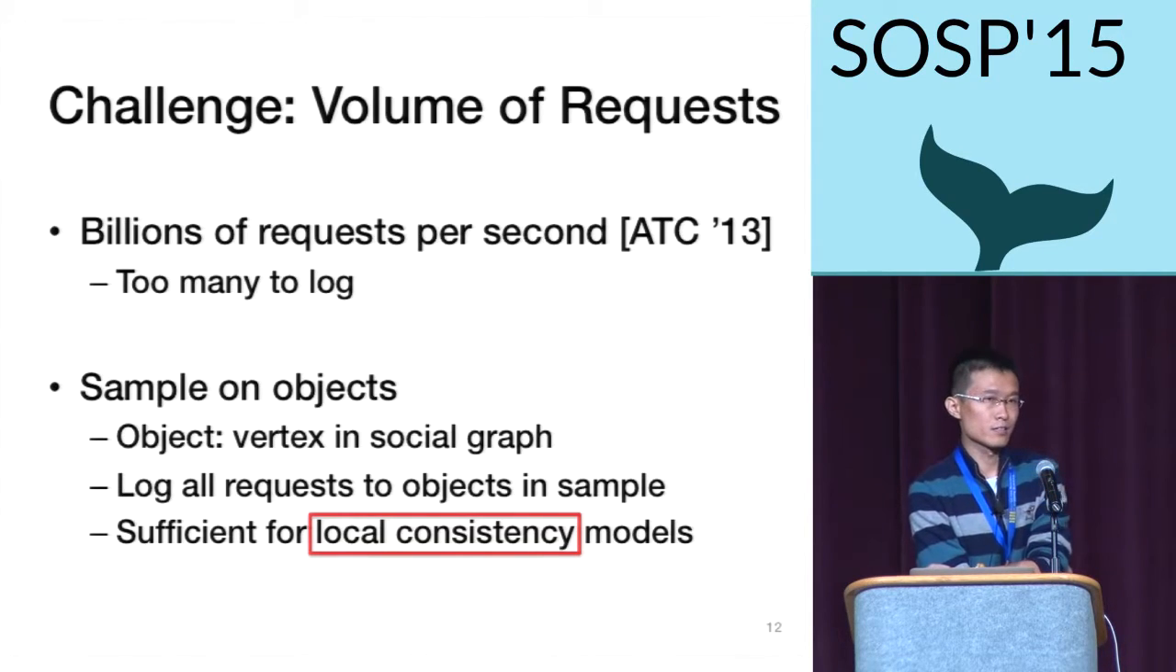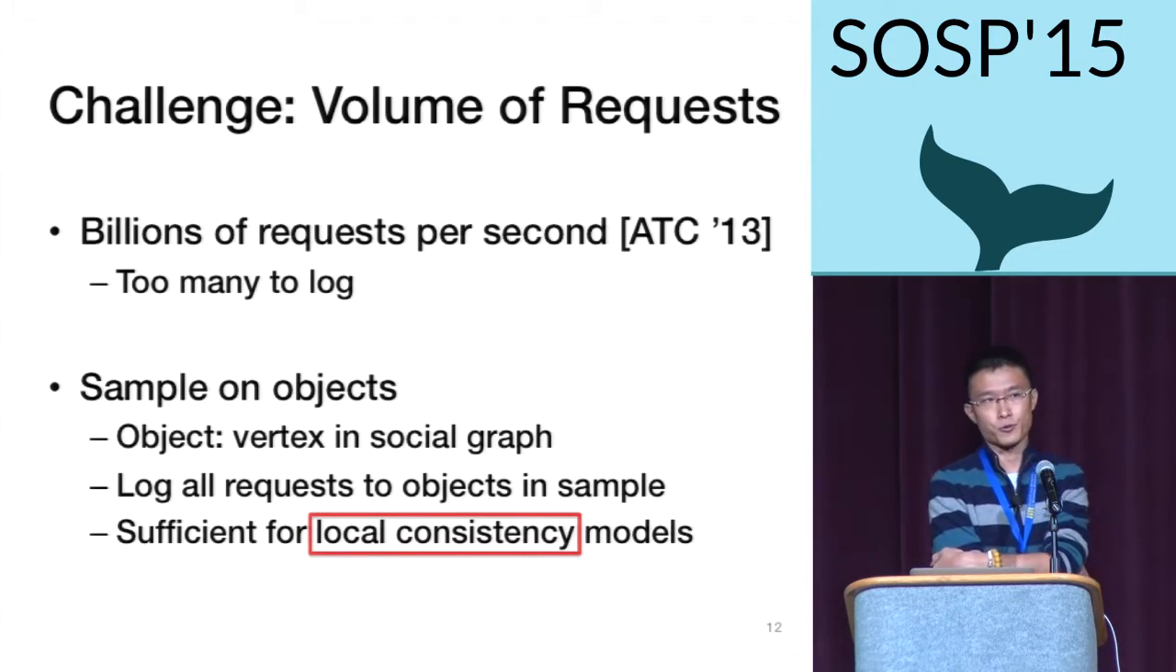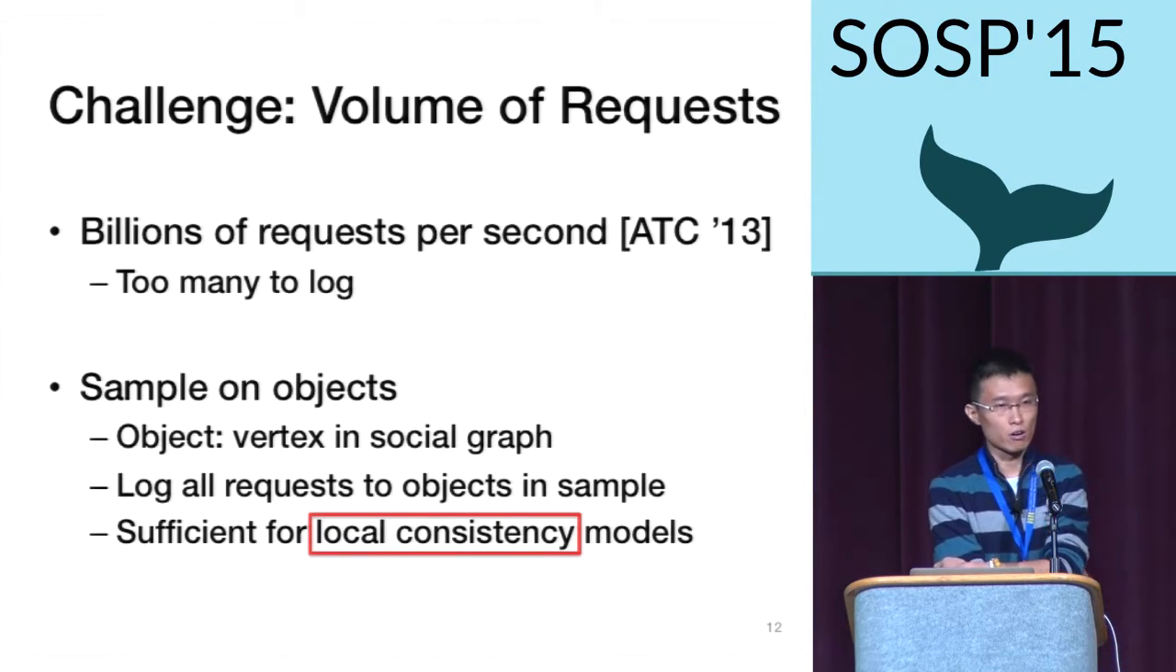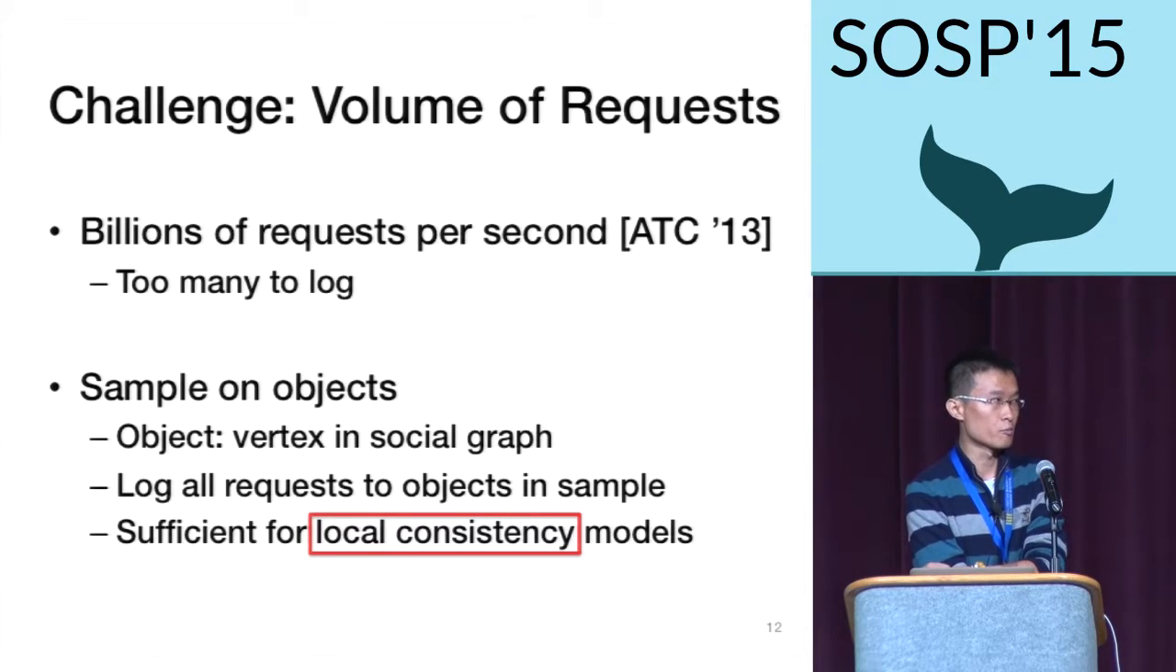Now people may ask, since you are only logging a subset of the requests, would your results still be valid? No, not for all the consistency models. But fortunately, sampling on objects is sufficient for checking consistency models that have the local property.